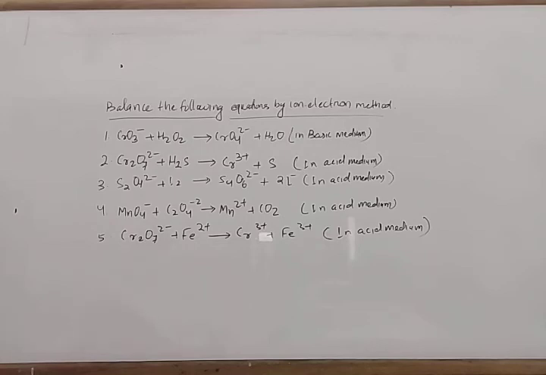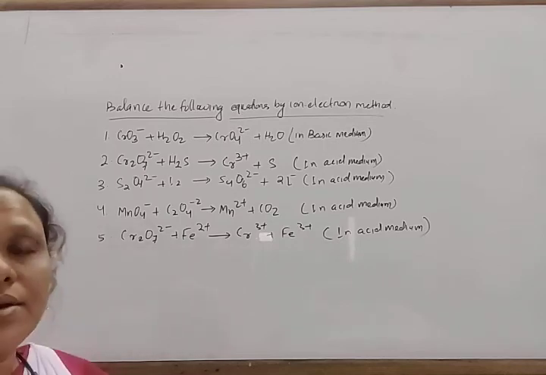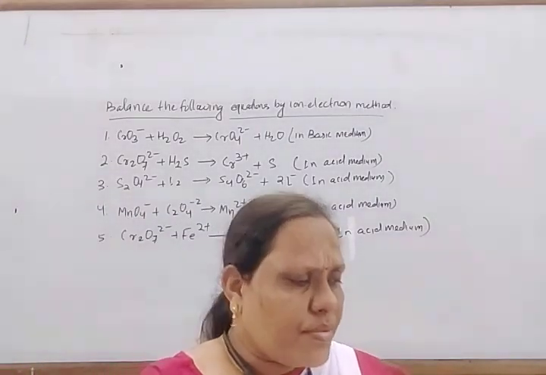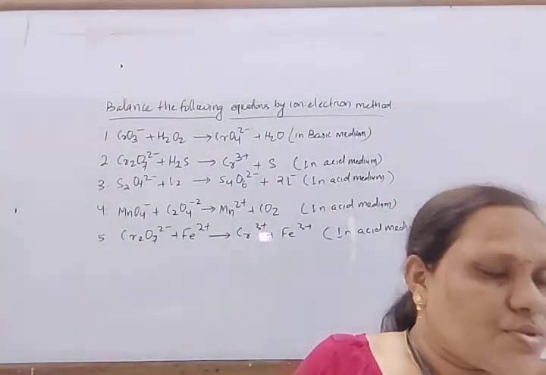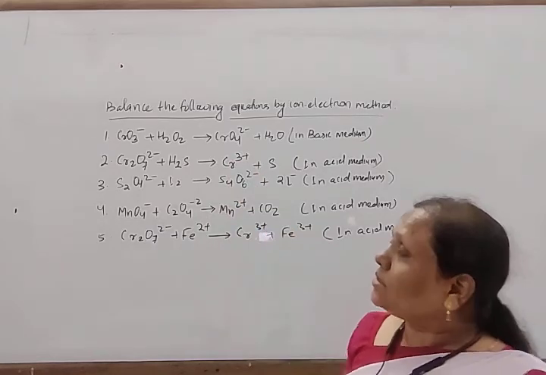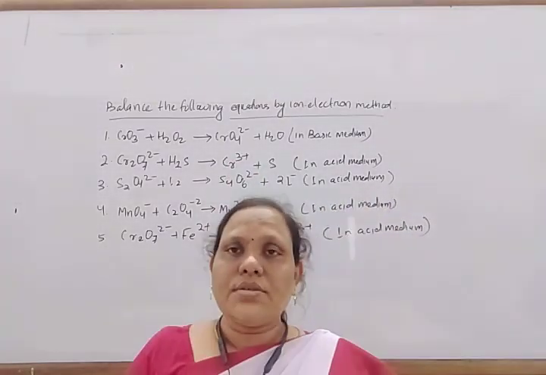Now an assignment for you, balance the following equations by the ion electron method. So there are 5 questions, so solve these. Okay, so there are different types of redox reactions. So balance all these equations by the ion electron method. So this is for today.